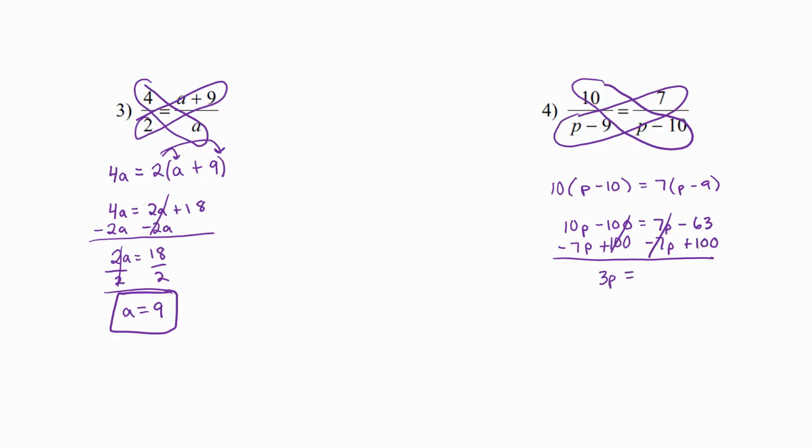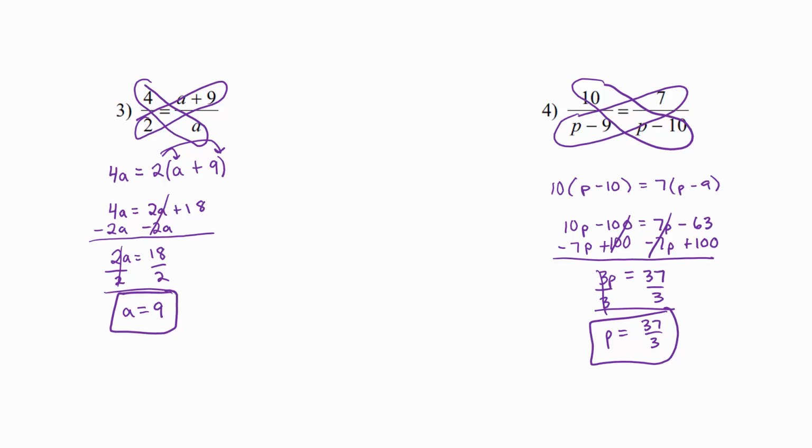100 minus 63 is 37, so we'll divide both sides by 3. And 37 over 3 doesn't actually reduce, and we don't have to change it to a mixed number, so that's our answer. It's very common on these problems to get things that end up being fractions, just the way these problems work.